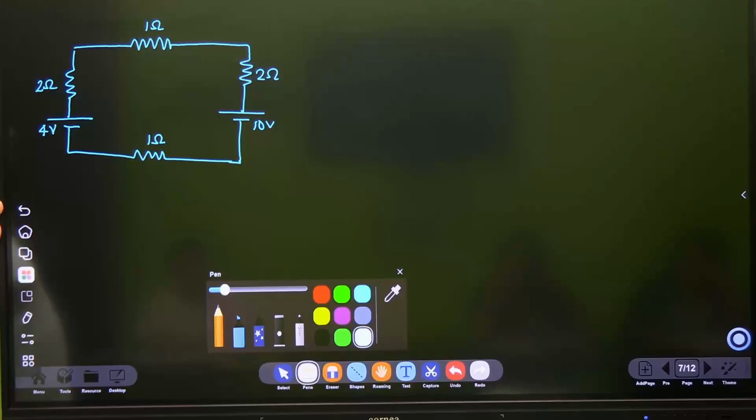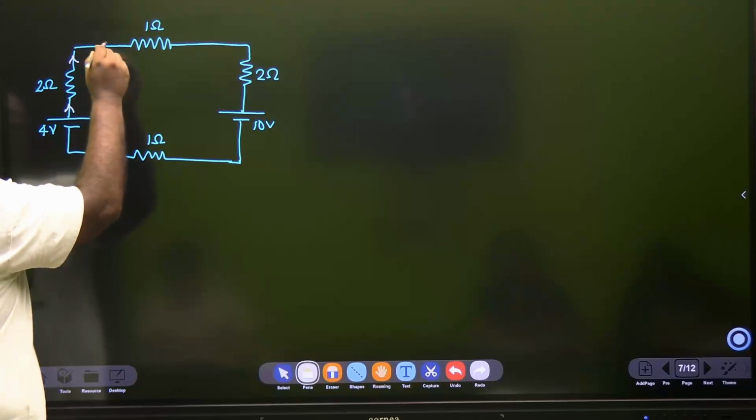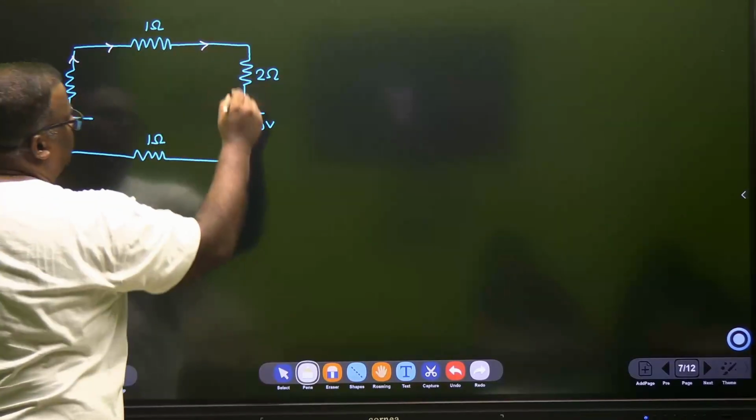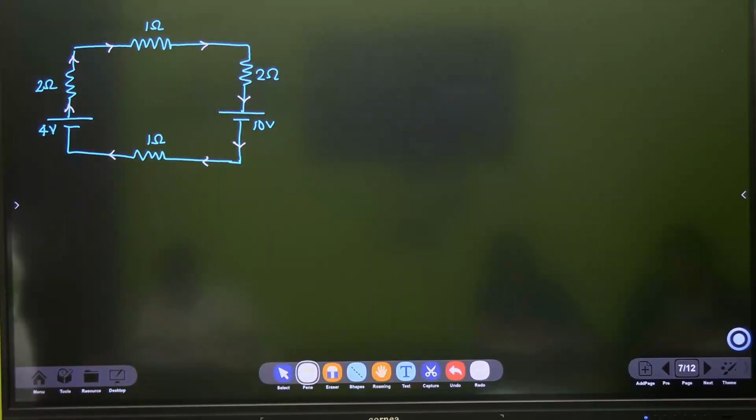Usually we think that the higher cell with the higher EMF will have a higher current coming out of it. We don't know. So shall we draw current from this side? Let us draw current from here. Water is going pluck, pluck, pluck. So this is how water is moving.